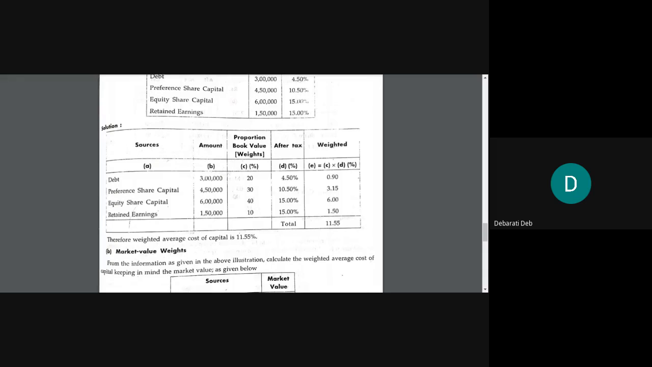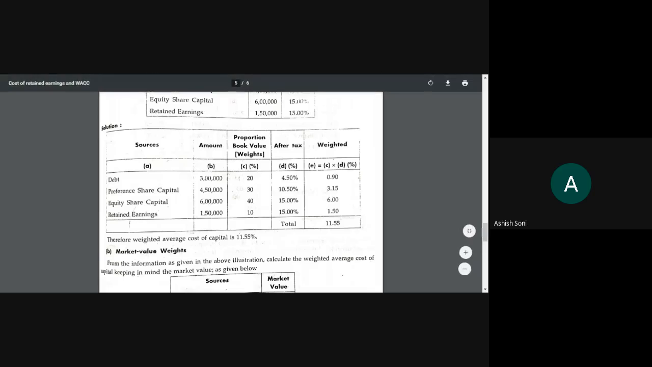Now, how to calculate this proportion book value? First, all of you listen to me. First, you will add this amount column. What is the total of this amount column? Tell me. Ma'am, 15 lakhs.